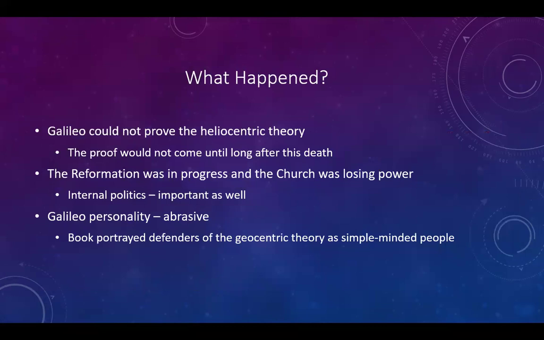So what happened? Galileo couldn't prove the heliocentric theory. He also didn't like and wouldn't talk with the guy who could. So the proof wouldn't come until long after his death. And the Reformation was in progress. The church was losing power. And so lots of internal politics were important here. And Galileo's personality was horribly abrasive. So the book portrayed defenders of the geocentric theory as simpletons. They put all the geocentric ideas in the mouth of a character named Simplicio. I mean, it's pretty out there.